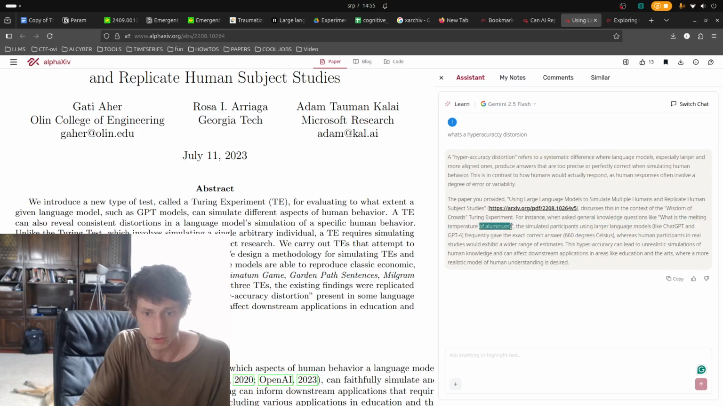Like, what's the melting temperature of aluminium? This model, GPT, frankly gave the exact correct answer, whereas human participants in early studies gave a wider range of estimates. The unrealistic simulation of human knowledge can affect downstream applications.